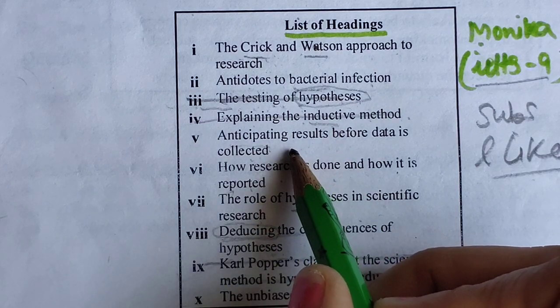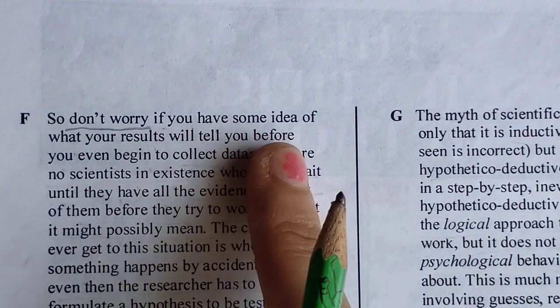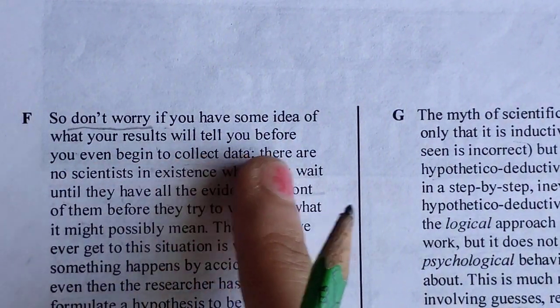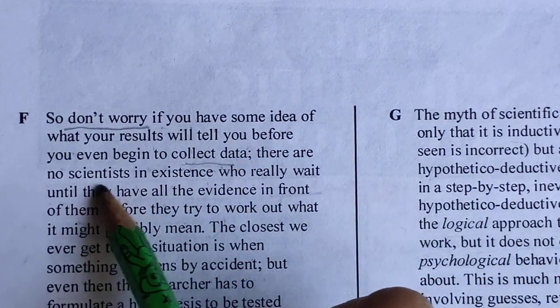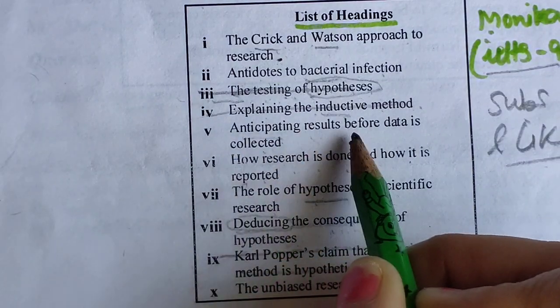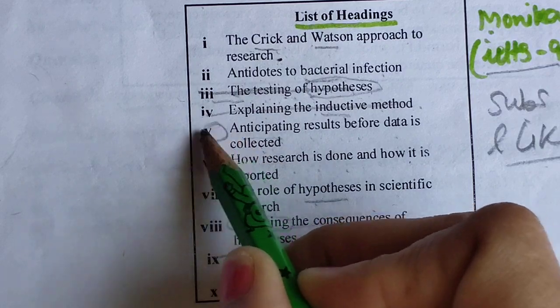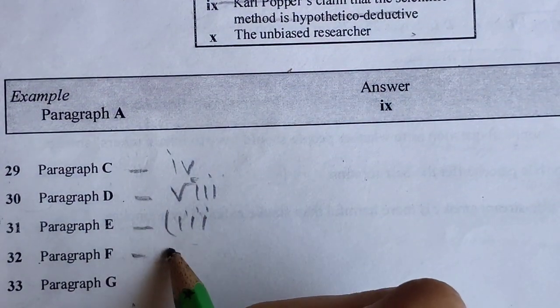Anticipating results. Okay, yes, here it is given. If you have some idea of what your results will tell you before you even begin to collect data, there are no scientists in existence who really wait until they have all the evidence. So it means anticipating results before data is collected. So this can match with F paragraph. You can see this 5th number.